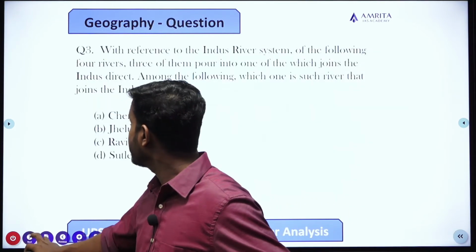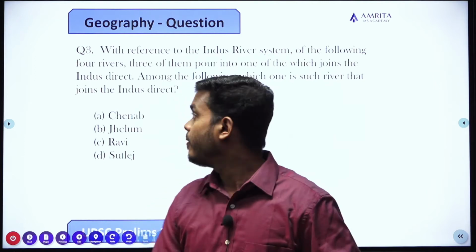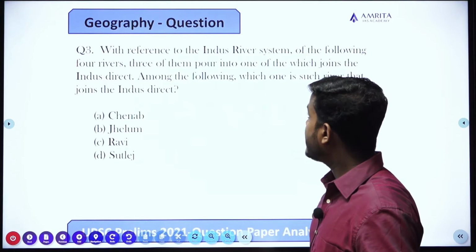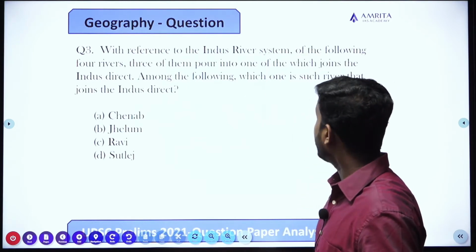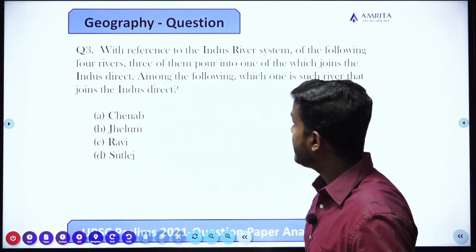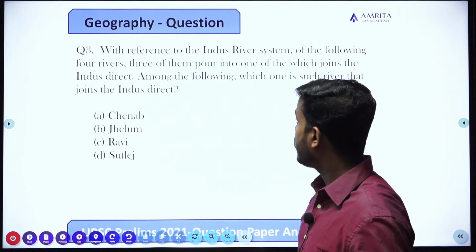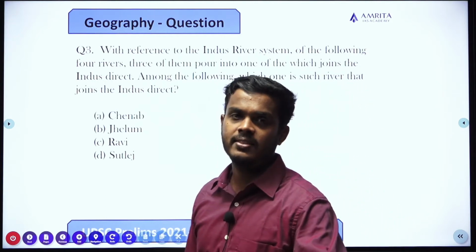Now we'll go to the next question. Again, a question related to rivers. With reference to the Indus River system, of the following 4 rivers, 3 of them pour into one of which joins the Indus directly. Among the following, which one is such a river that joins the Indus directly? Chenab, Jhelum, Ravi and Satluj.